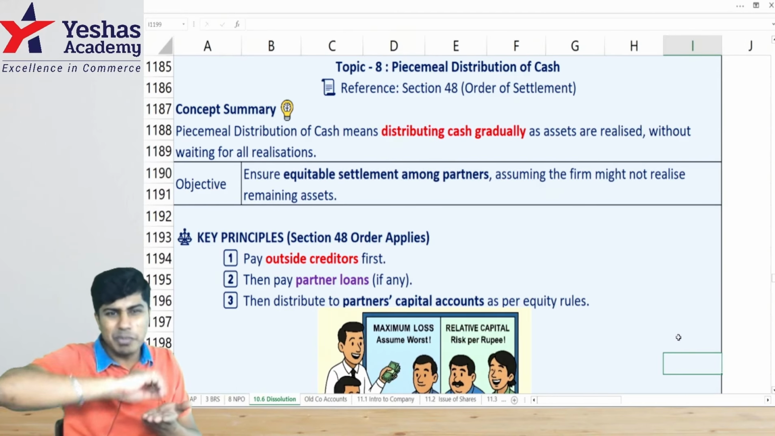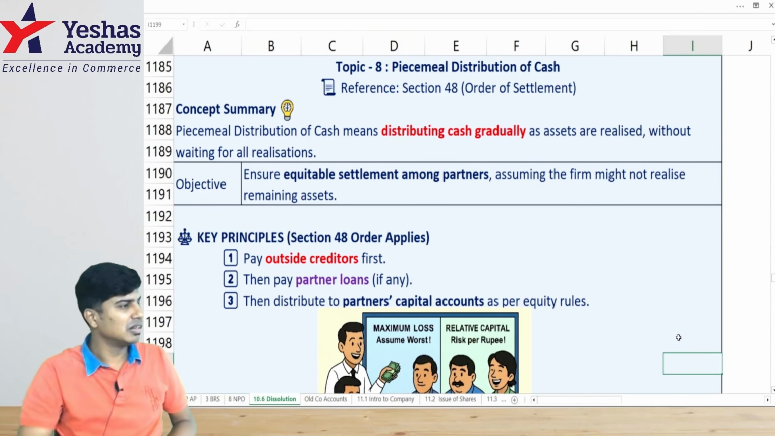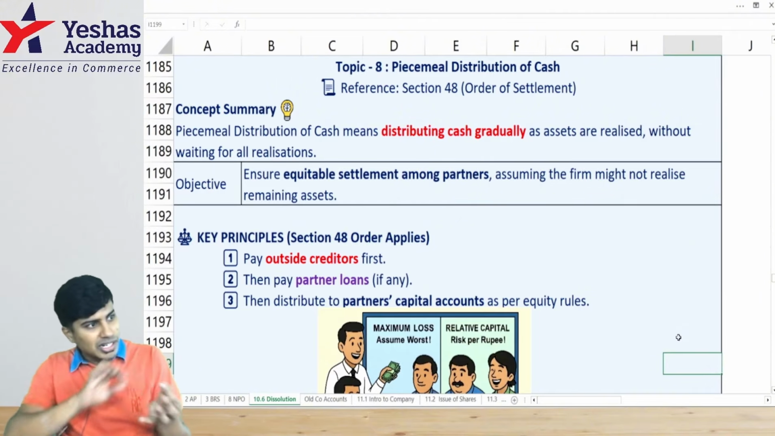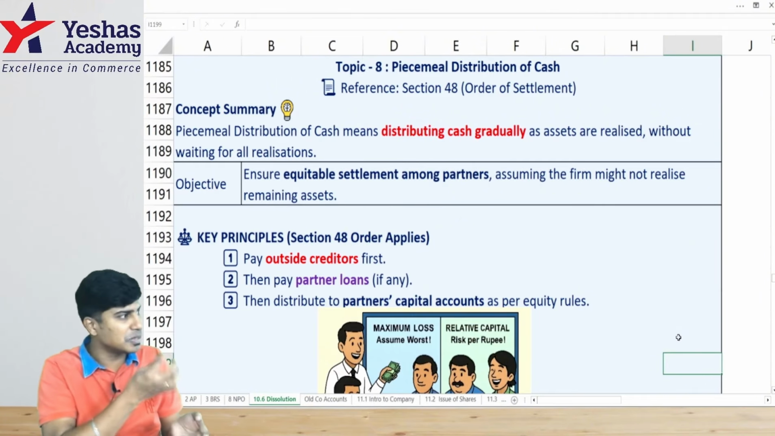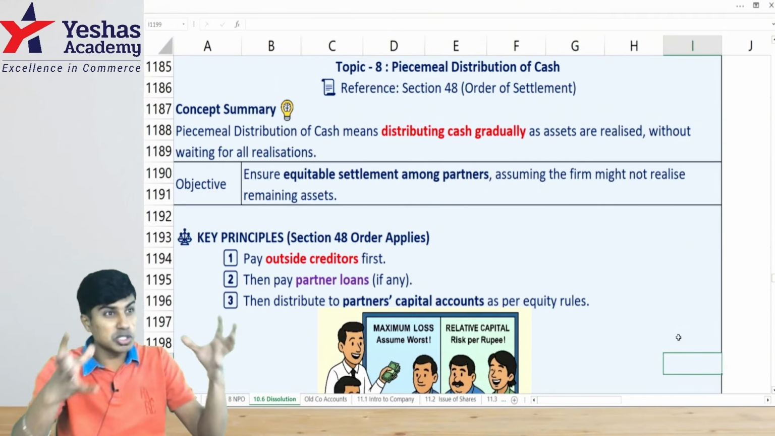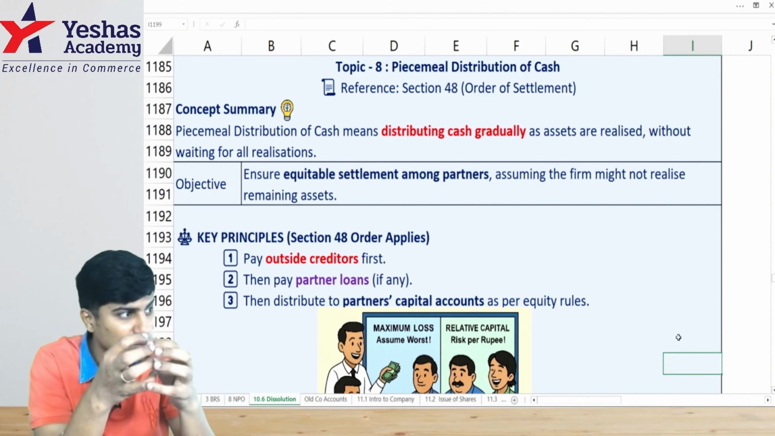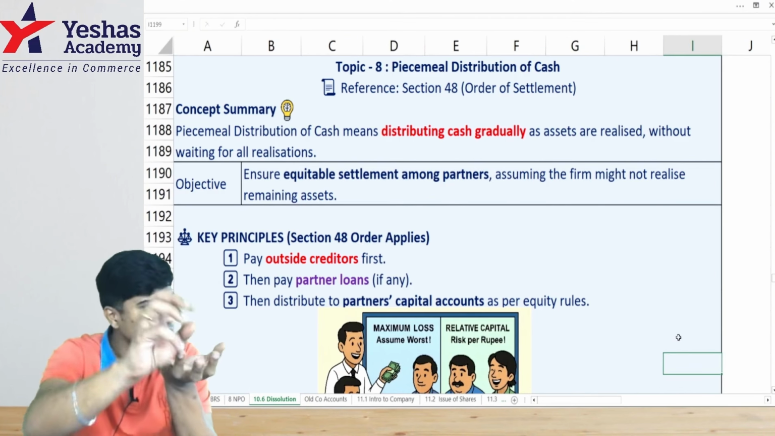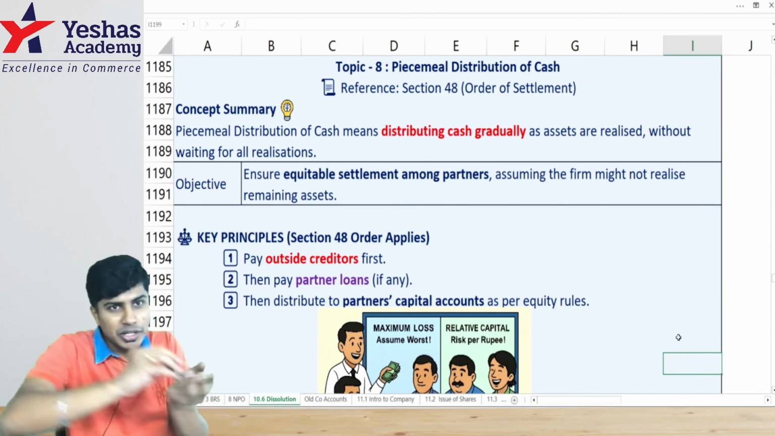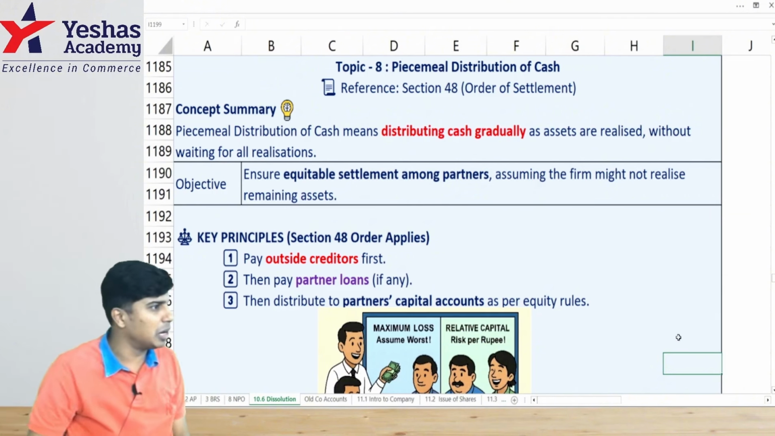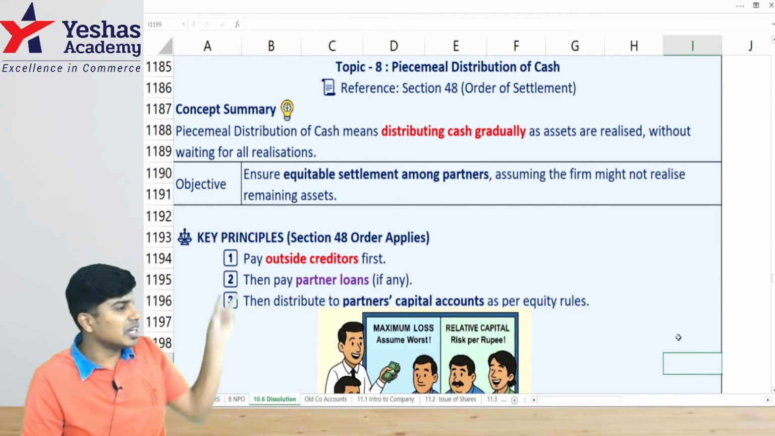So you gradually start paying, that's piecemeal. You can't eat a full chapati at once. You cut it into small pieces and eat small pieces at a time. All the assets cannot be sold in a slump sale at once because no one is willing to buy. You sell one asset, you get a little money, you pay a little liability. You sell one more asset, you get a little money, you pay a little liability. Do we do piecemeal or realization?